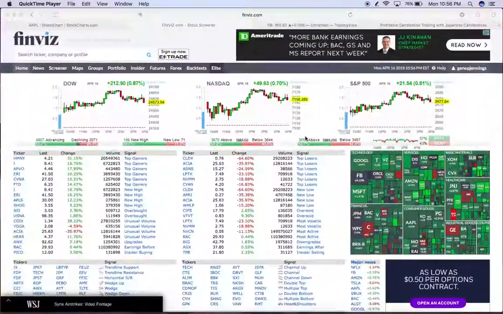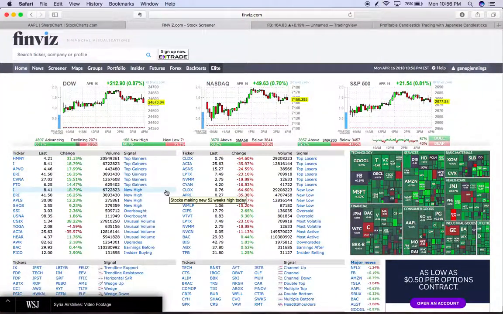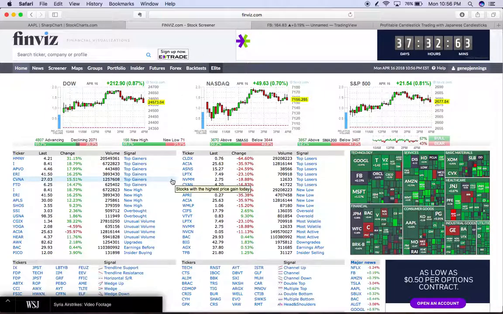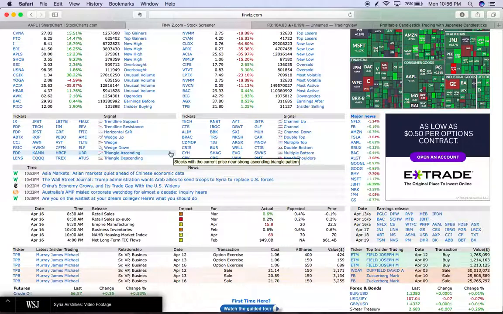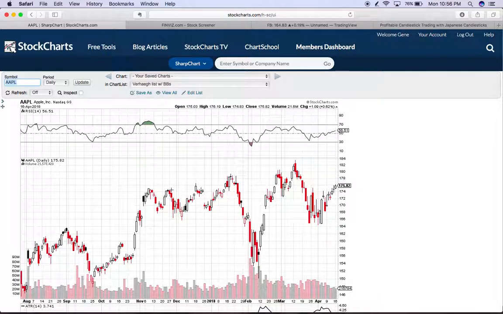Hopefully you are getting familiar with FinViz. I've shown you FinViz many times. FinViz is a great tool. I can't tell you how many hours I spent with FinViz in my early days of trading, just looking at all these different patterns: trend lines, support, resistance, wedges, ascending triangles, and just learning how to recognize different chart patterns. Hopefully you've obviously been introduced to stockcharts.com. We'll come back to this particular chart in just a minute.